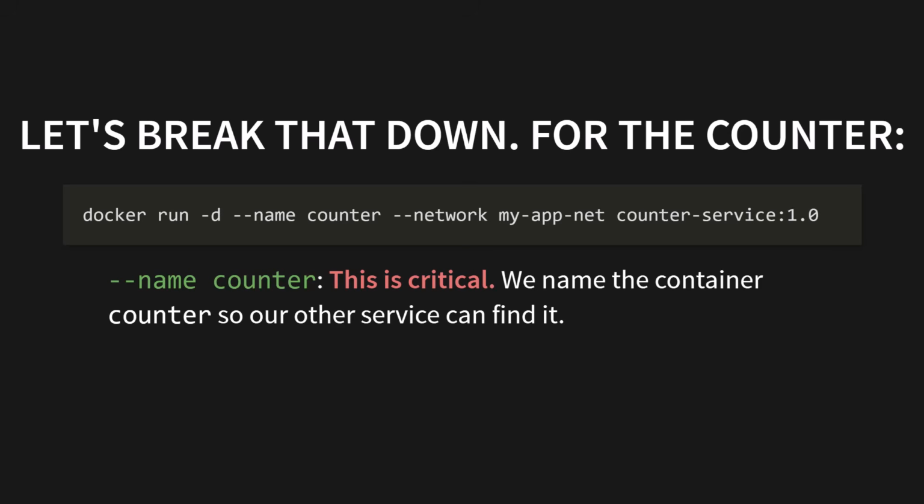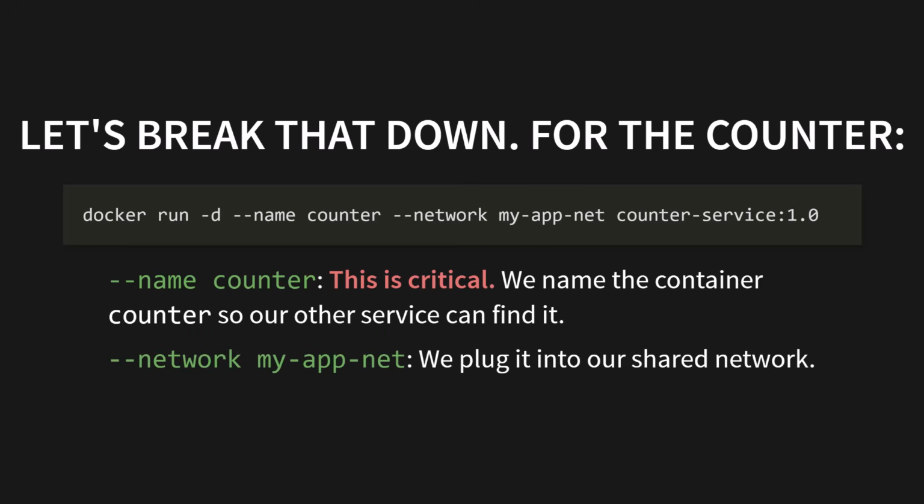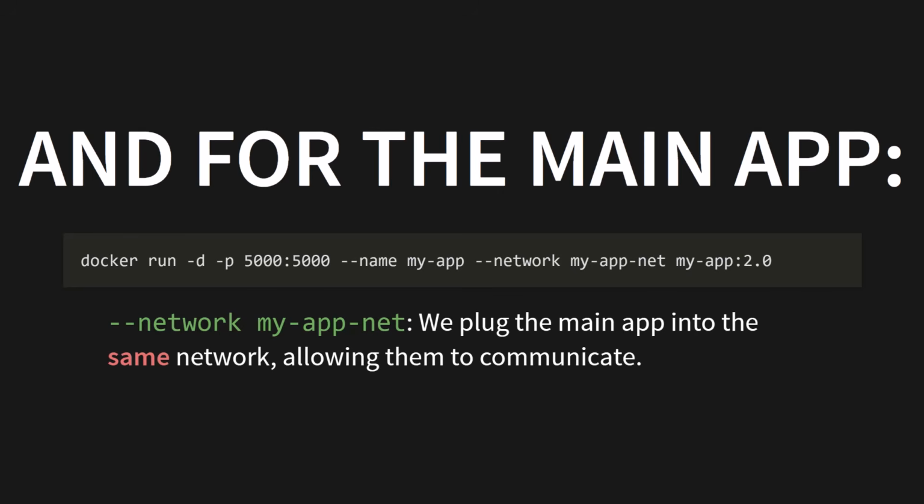Let's break that down because those flags are important. For the counter, we used --name counter. This is critical. We name the container counter so our other service can find it by that exact name. Then --network my-app-net plugs it into our shared network. And for the main app, we do the same thing. --network my-app-net plugs the main app into the same network, which is what allows them to communicate.